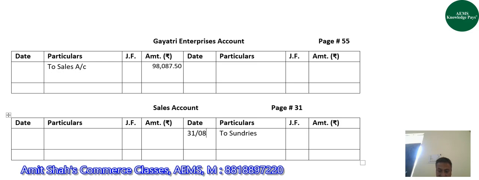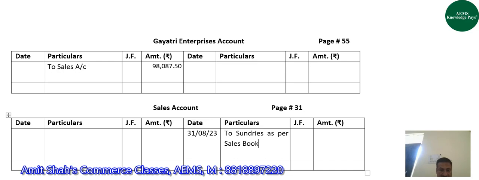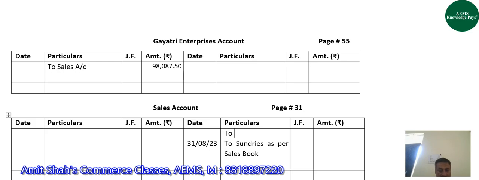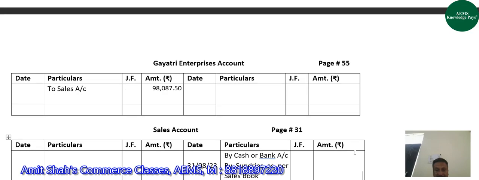At the end of the month, we will write to sundries as per sales book. Here we may have more transactions in sales book for cash sales, for which we'll write here either by cash or bank account, right? And at the end of the month, we will transfer the total of sales from the sales book into sales account. And that was 1,05,625.